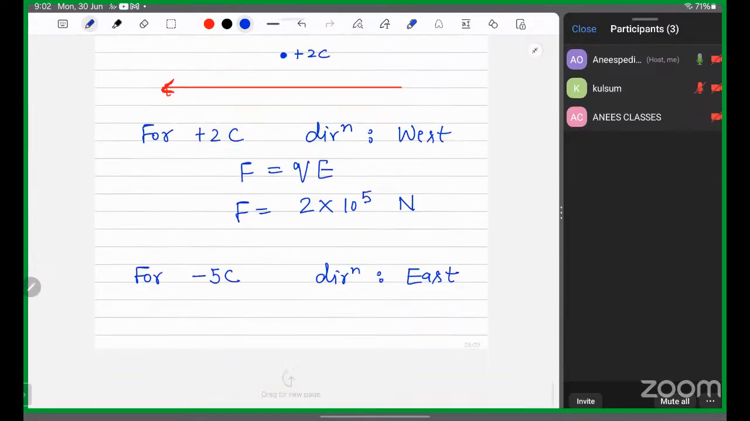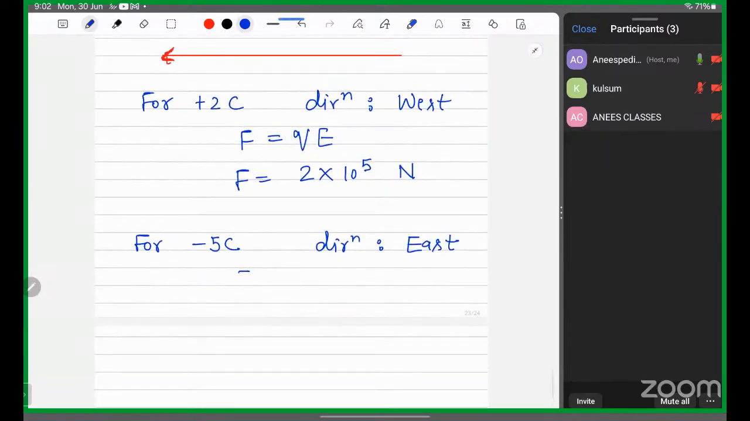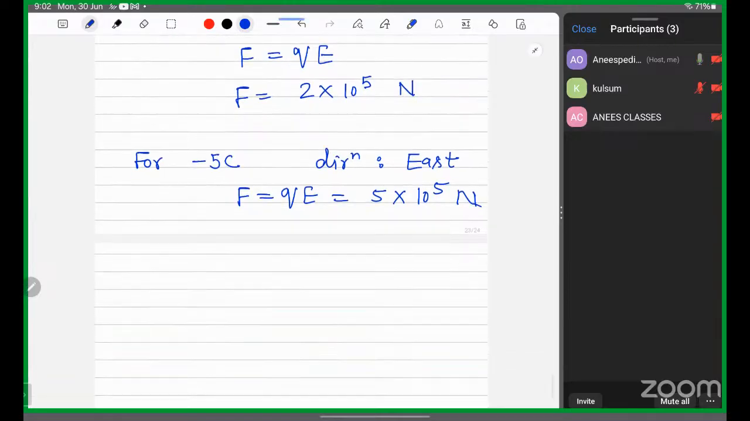Now we are interested in magnitude of F, force working on minus 5 coulomb charge, given by Q into E. Q is the test charge, and in this case the value of Q will be 5, into electric field E which is 10 raised to power 5. SI unit will be Newton. Understood or any doubt? Next question.